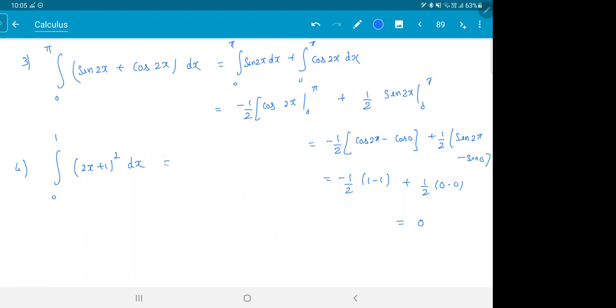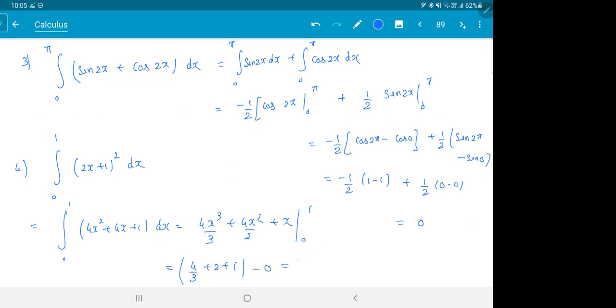What about this one? Expand this: 4x square plus 4x plus 1 dx. So integrate each term separately. That will be 4x cubed by 3, 4x square by 2 plus x, limit 0 to 1. 4 by 3 plus 2 plus 1. The other one is 0. 4 by 3 plus 3. Say 3, 9, 4, 13 by 3. Check.